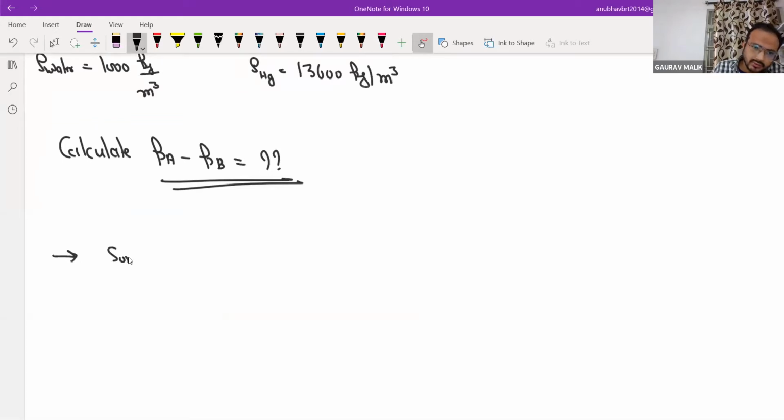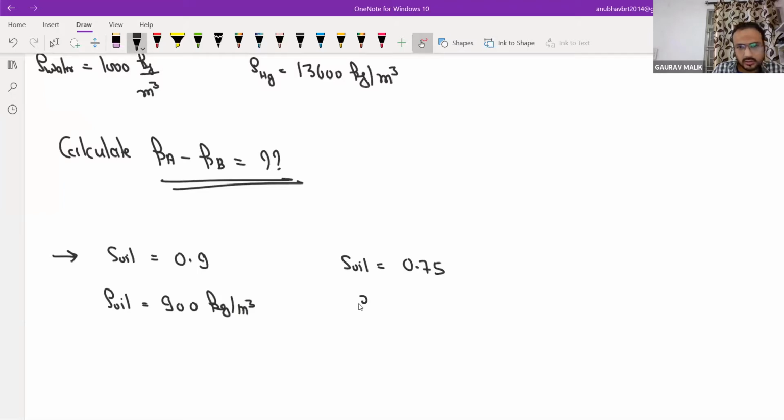The specific gravity of oil in the left-hand side is 0.9. It means the density of this oil is 900 kg per meter cube. In the right limb, it is 0.75, so the density of this one is 750 kg per meter cube. The density of mercury is given as 13,600 kg per meter cube.